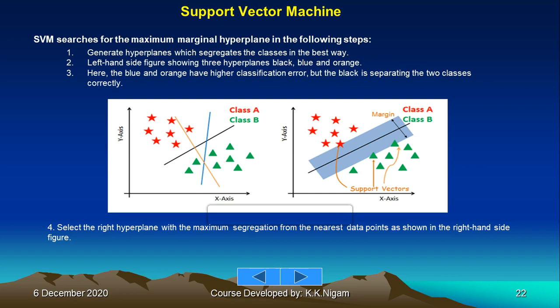Now again you can see the two pictures, how it appears, and just by looking at the picture itself, you can easily understand. The second point is that the left hand side figure shows 3 hyperplanes, that is orange, black and blue, and you can see that the blue and orange have higher classification error, but the black is separating the two classes correctly. So just by observing it, you can make out. Then the next step is to select the right hyperplane with the maximum segregation from the nearest data point, as shown in the right hand side figure.